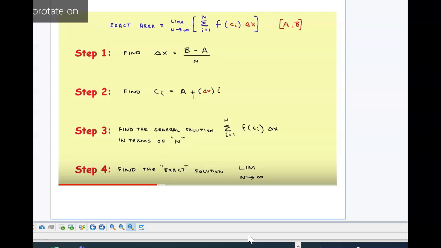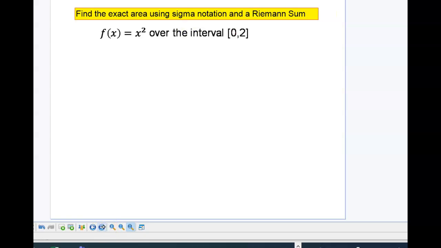First of all, we have to find delta x, which is going to be b minus a divided by n. Step number 2, we have to find c subscript i, which is really going to be equal to a plus delta x times i. And then we find the general solution by writing the area of those rectangles in summation notation. And then we find the exact solution by putting the limit as n approaches infinity. So let's take a look at an example.